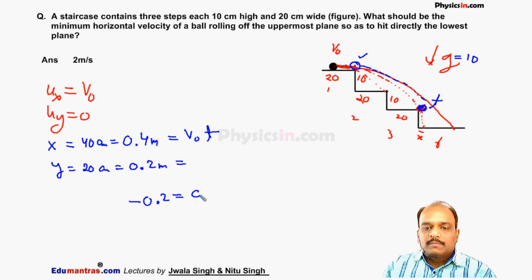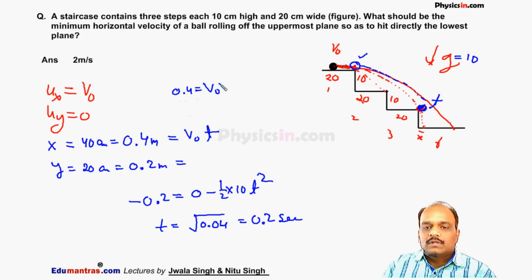Uy we know is 0. Since this vertical displacement is also downward, I will write here minus 0.2 is y, which is equal to uy t, that is 0, minus 1 by 2 a t square, it is 10 into t square. So from here we get t equal to root over 0.04, which is equal to 0.2 second. If I substitute the value of t here, I will get 0.4 is equal to v0 into 0.2. So from here we get v0 equal to 2 meter per second. So this is the answer.